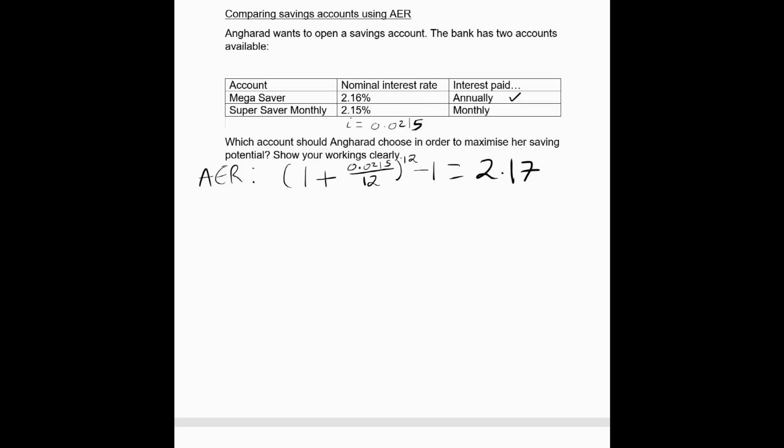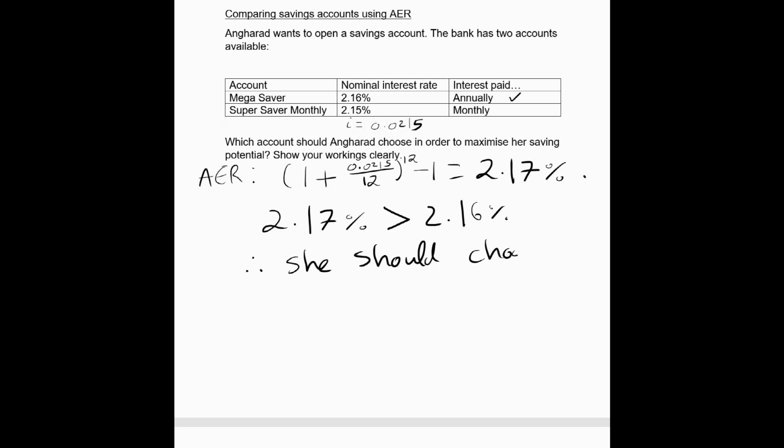So the AER for the Super Saver Monthly is 2.17%, which is higher than the nominal interest rate of the annual account. So I would say 2.17% is greater than 2.16%. Therefore, she should choose the Super Saver Monthly.